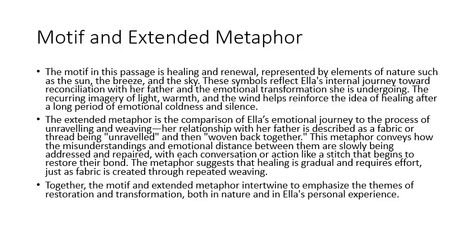Okay, so the motif in this passage is healing and renewal, represented by elements of nature such as the sun, the breeze and the sky. These symbols reflect Ella's internal journey towards reconciliation with her father and the emotional transformation she's undergoing. The recurring imagery of light, warmth and the wind helps reinforce the idea of healing after a long period of emotional coldness and silence. Okay, so the motif, the reoccurring symbol in the piece and what it's being used to represent. The extended metaphor, so the continued use of metaphors.